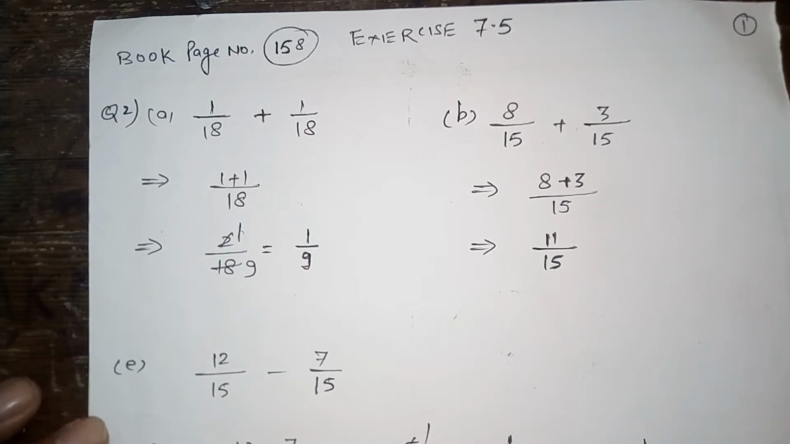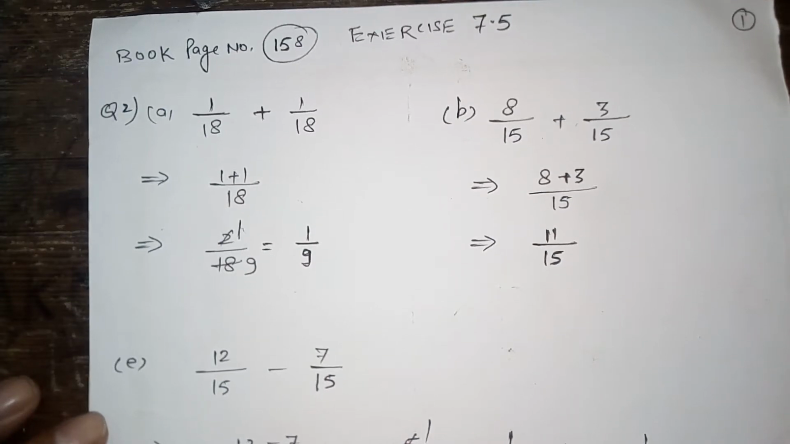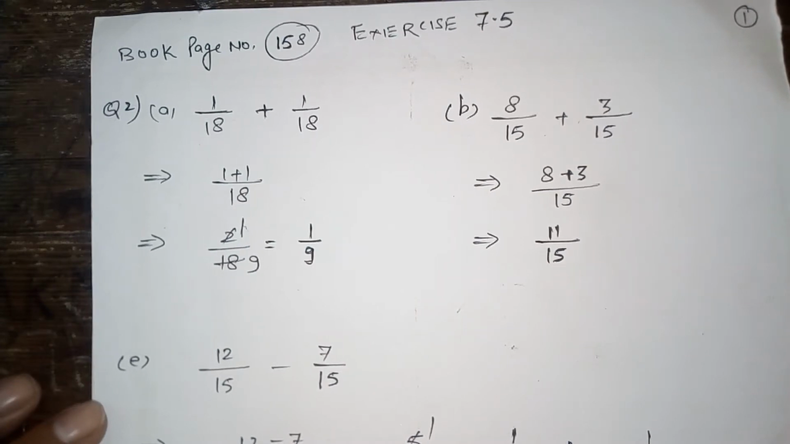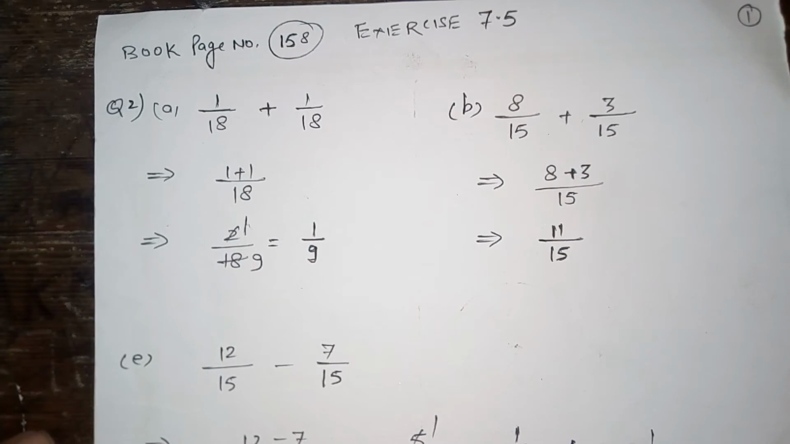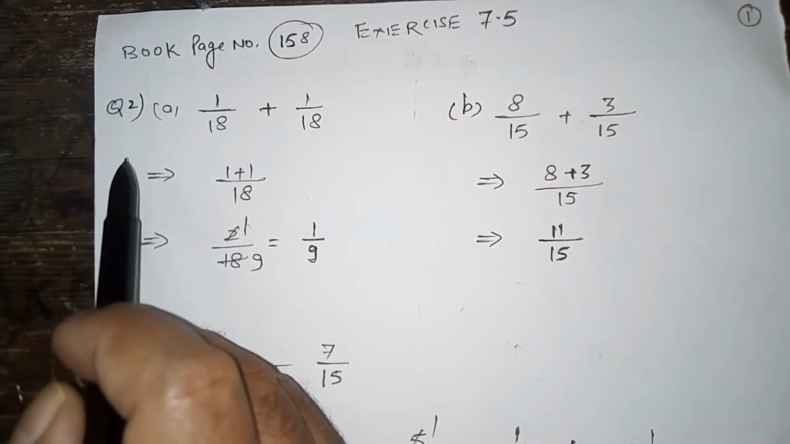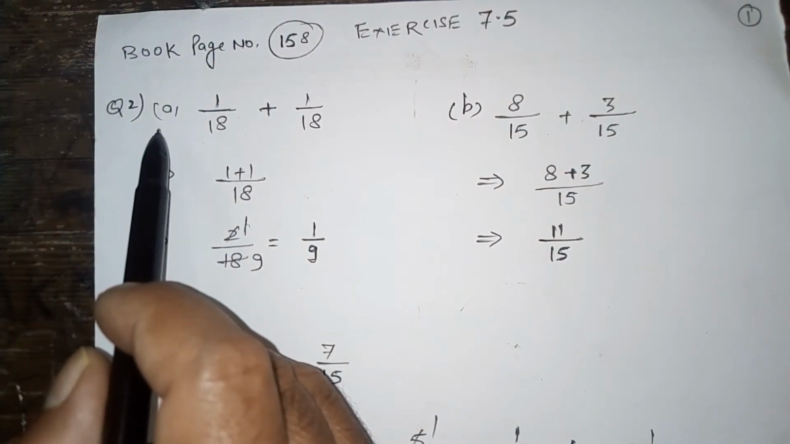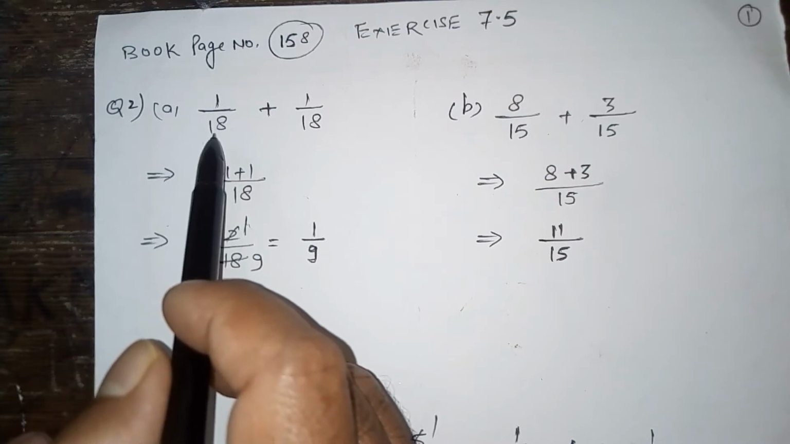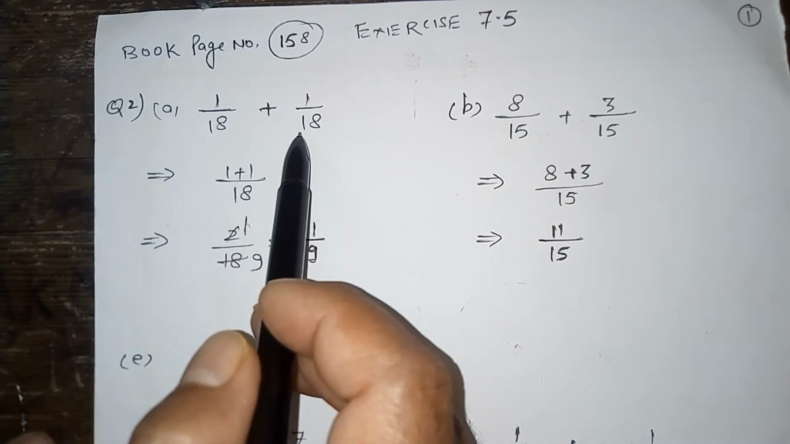Now today, we will discuss some problems from exercise 7.5. All these questions depend on your book from page number 158. Your question is question number 2. First question is 1 upon 18 plus 1 upon 18.